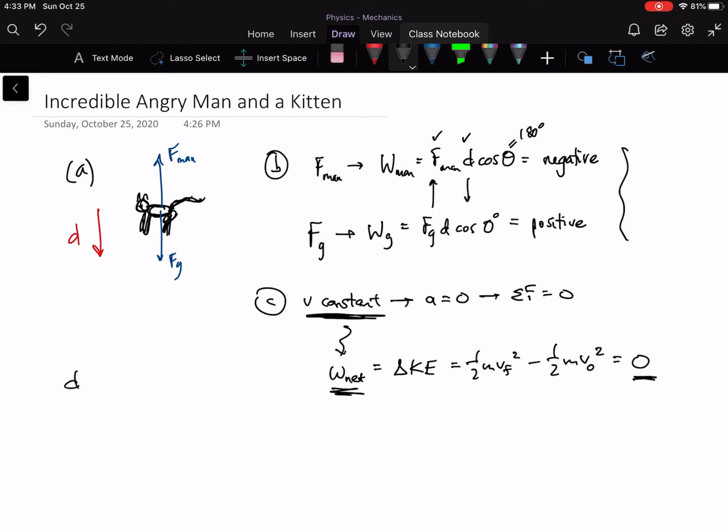Lastly, part D. Which, if any, of the forces acting on the kitten is non-conservative? Well, we only have one conservative force that we've studied in this class, which is the force of gravity, so that's out. And we've been told, and I have told you, and all these lessons have said, that all the other forces are non-conservative. And that means that the force due to the angry man is non-conservative. And there we go. Okay, that's it.